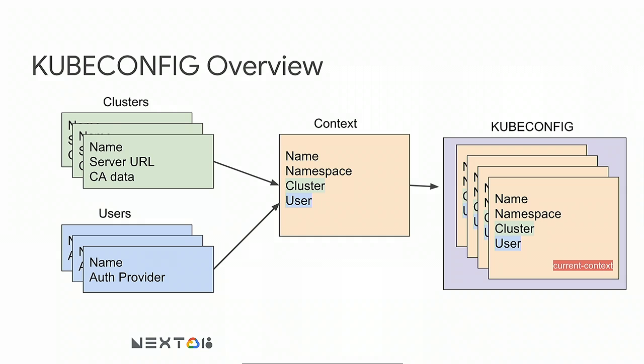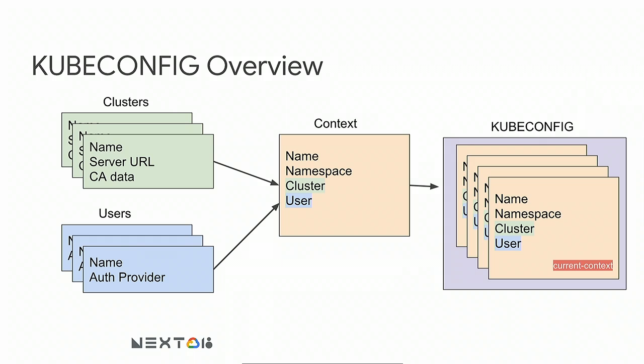So the kubeconfig defines a bunch of clusters, and that's a name, a server URL, and some CA data. It also defines some users and ways to authenticate to those clusters. And it combines those two things into what's called a context. And the context is what tells us definitively who we should authenticate with and which cluster to authenticate to.